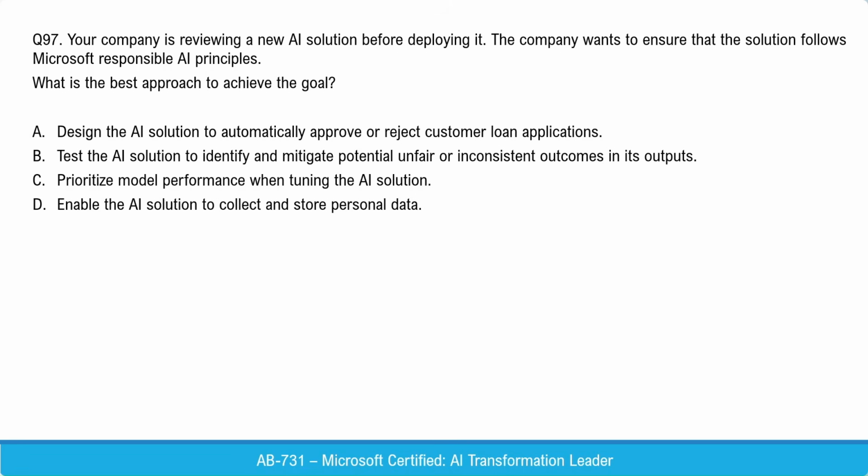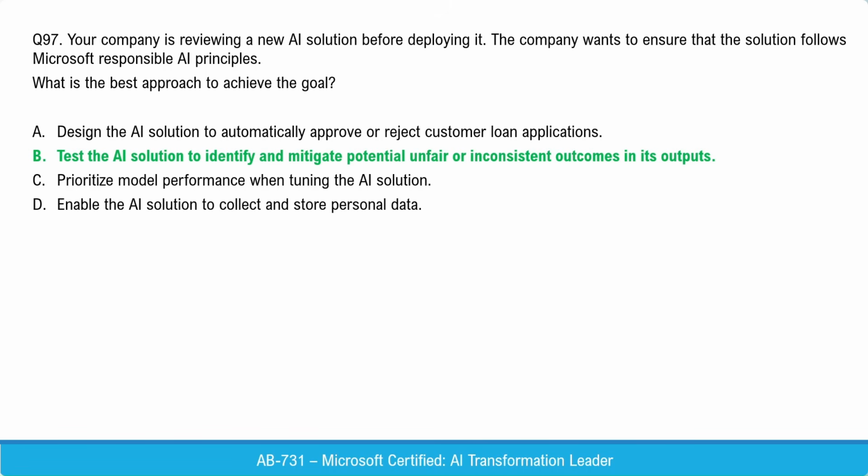And the correct answer is option B. Test the AI solution to identify and mitigate potential unfair or inconsistent outcomes in its outputs. Let's understand the requirement. The company wants to ensure that the AI solution follows Microsoft responsible AI principles before deployment. Option B is correct because it focuses on testing the solution for fairness and consistency. This helps identify bias and unintended outcomes and allows the organization to mitigate these risks before going live.